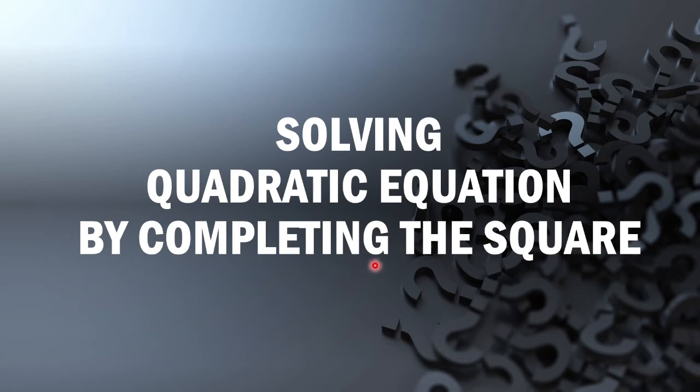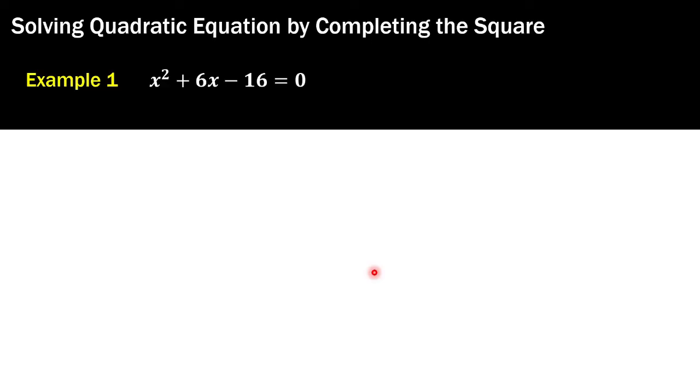This video shows how to solve quadratic equations by completing the square. For example 1, the given is x squared plus 6x minus 16 is equal to 0.